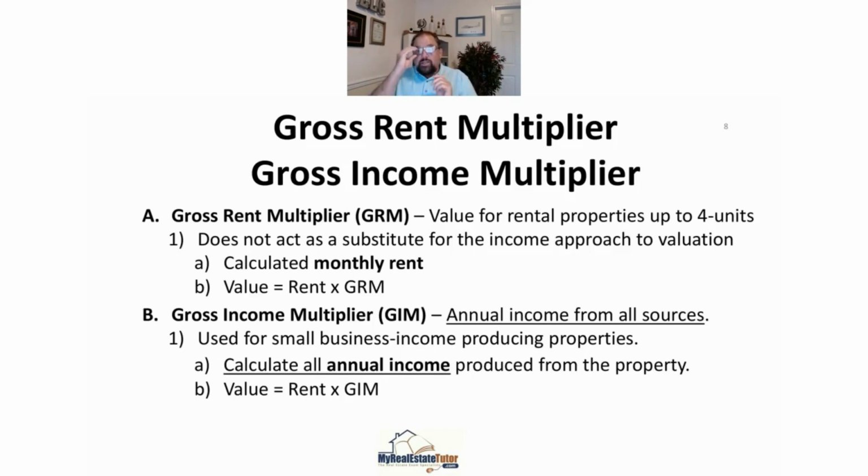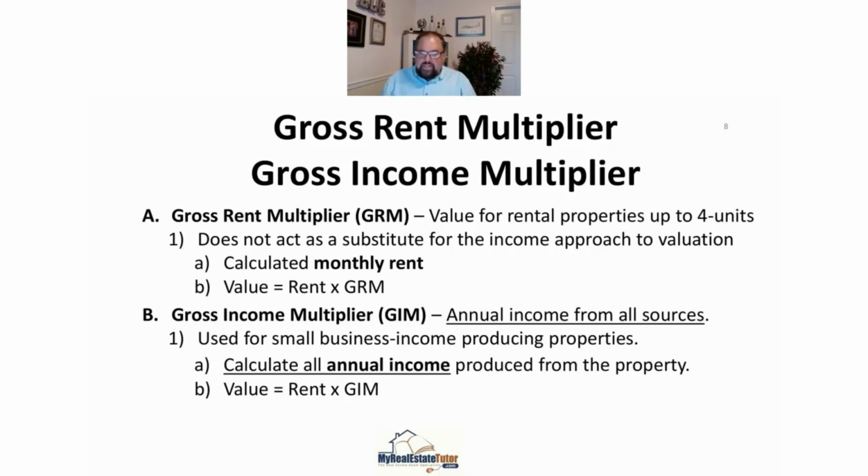GRM and GIM are different than the income approach in that they don't use loss of vacancy and/or operating expenses, okay? So when we do a GRM, we're talking about a rent multiplier, which is monthly. When we do a GIM, we're always talking about an income multiplier, which is annually, okay? So when you compute a GRM, always convert to monthly figures. When you do an income multiplier, you're always going to convert to annual income, okay?